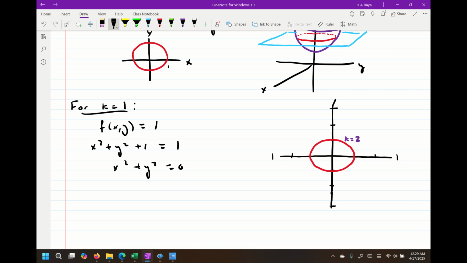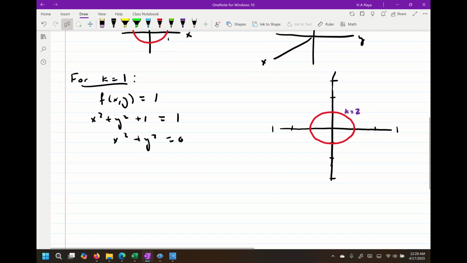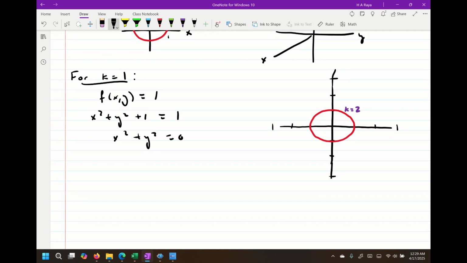The only combination of x and y that you can plug into these two values that will make this 0 is the scenario where x is equal to 0 and y is equal to 0. So the level curve is only made up of 1 point. On our graph on the right hand side here, here's the point (0, 0), and that is the level curve when k is equal to 1.